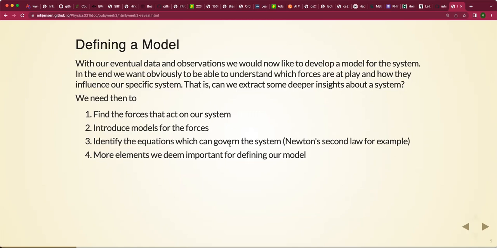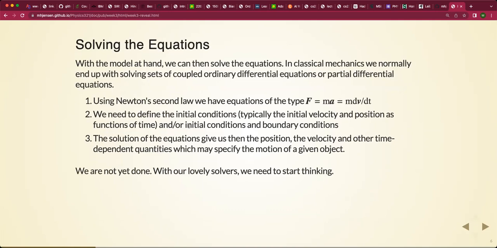So the other things which we need to think of when we are solving exercises and analyzing a system: now we need to solve the equations. And in our case, typically what we end up doing is to solve Newton's law. You need to define the initial conditions. And then the solution gives us the position, the velocity, and other time-dependent quantities, which you can actually link up with the experiment, if you have experimental data.